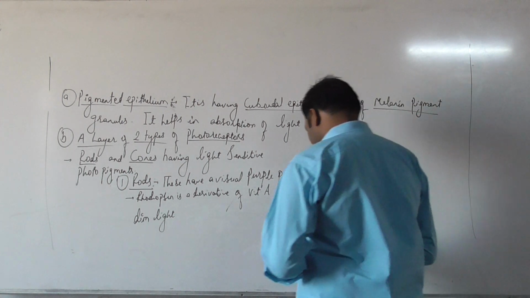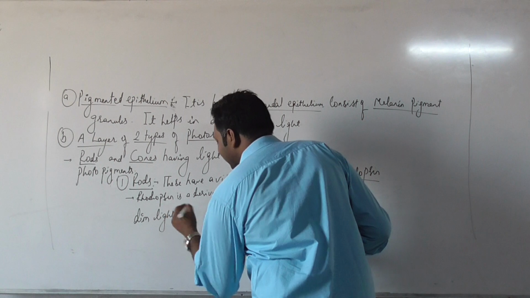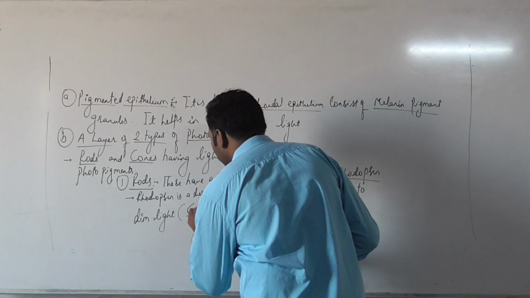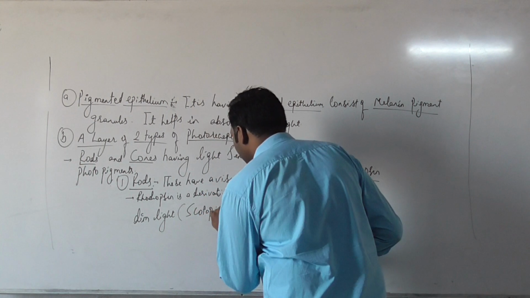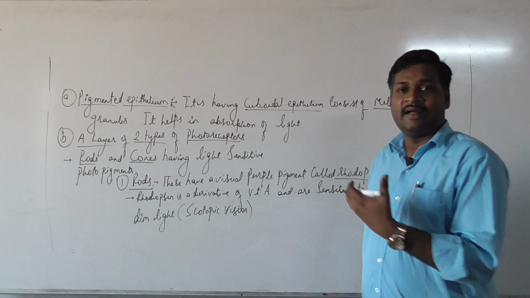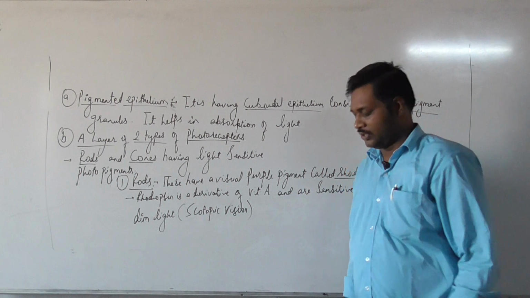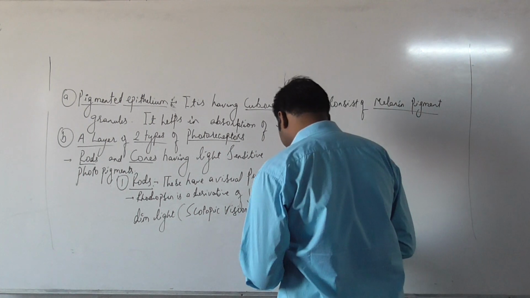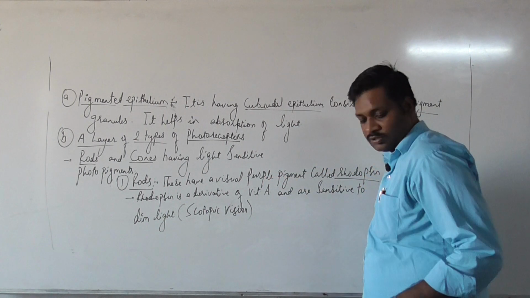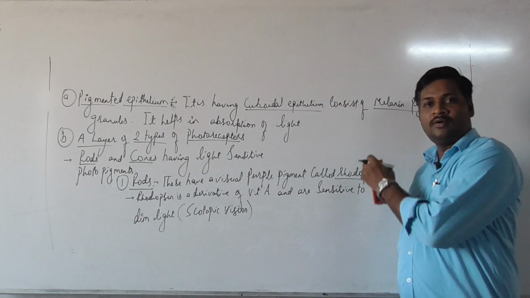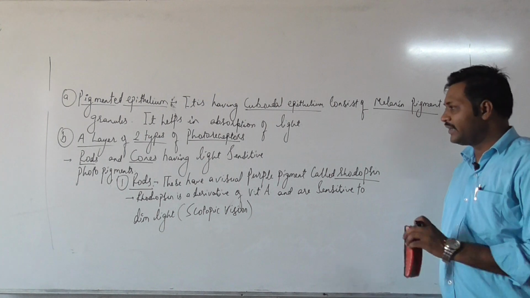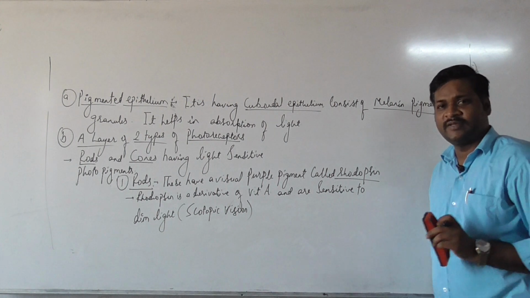Fine. This is what we call scotopic vision, that is, when we have vision under dim light. So this is what about the rods. Second is the cones. You can pause the video and note down the points, and we will start with the cones. I hope you are getting this. If you have any difficulty, you can text me.